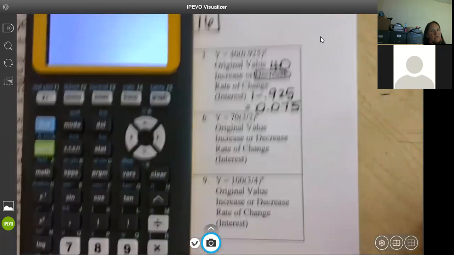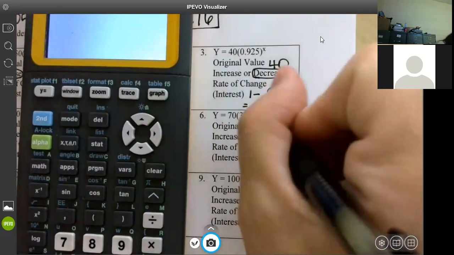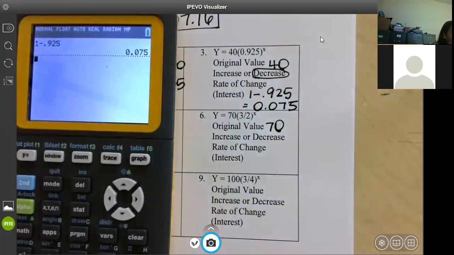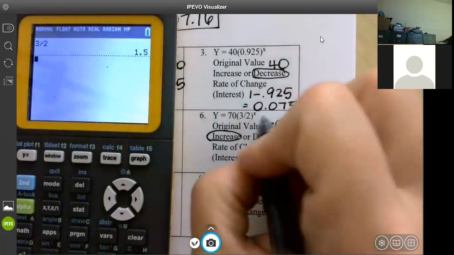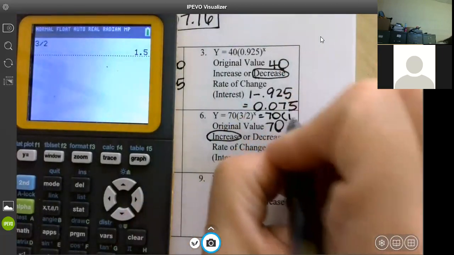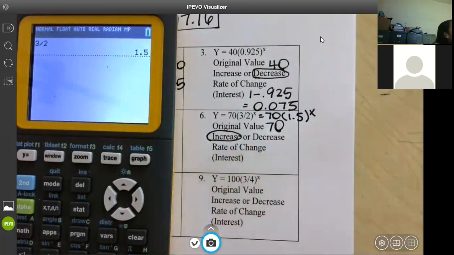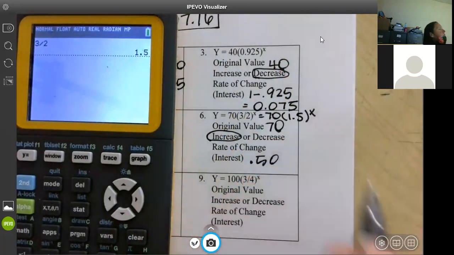Look at number 6 since we're staring at it. Excuse me, y'all. What's your original value? Is this an increase or a decrease? Check this out. 3 divided by 2 is 1.5, right? So this is going to be an increase, because again, this is the same thing as 70 times 1.5x. What's your rate of change? How much is it higher than 1? You can do 0.50, you can do 0.5, it doesn't matter.